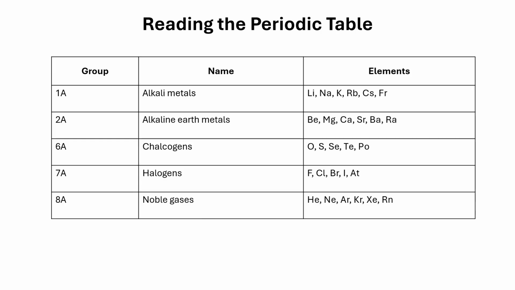Group 6A is chalcogens. This is not a very common name, but it is specific for group 6. Group 7 is called halogens, which include fluorine, chlorine, bromine, iodine and astatine. Group 8A are noble gases, and these are the elements in group 8A: helium, neon, argon, krypton, xenon and radon.